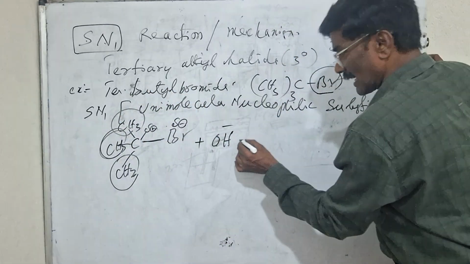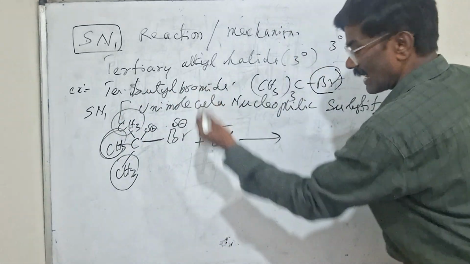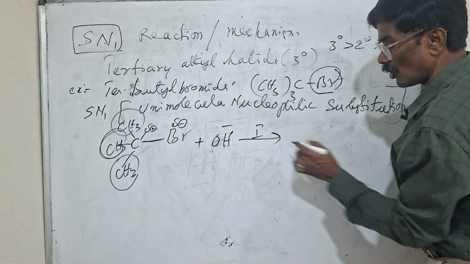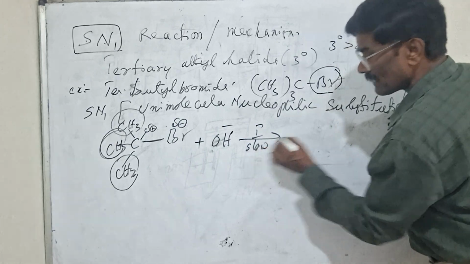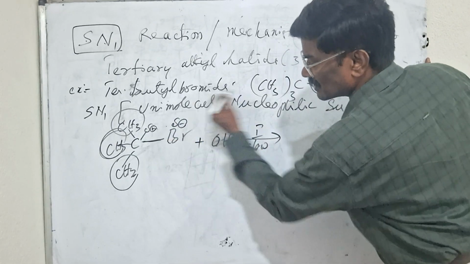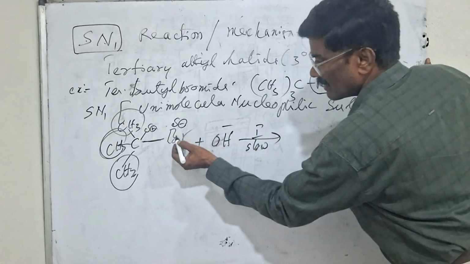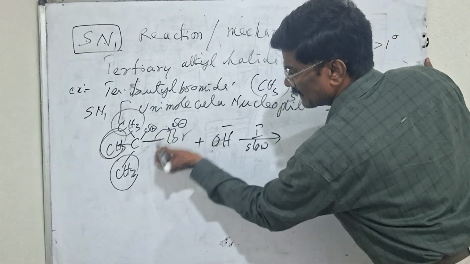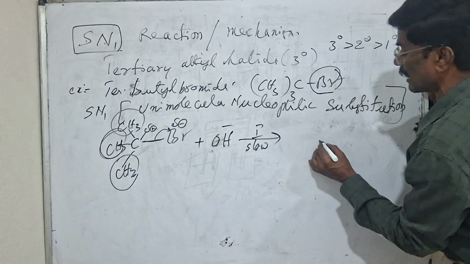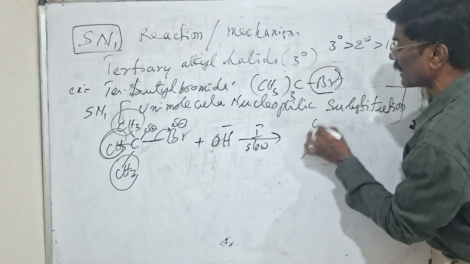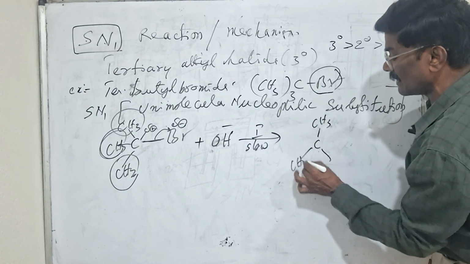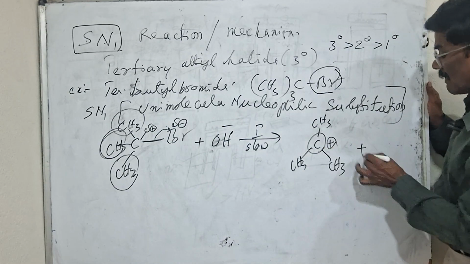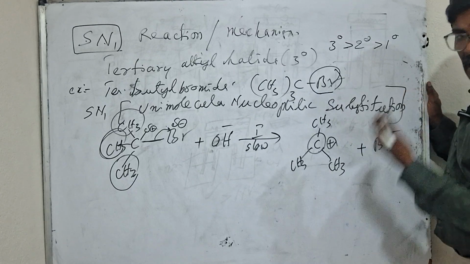So at that time, what happens? The reaction takes place in 2 steps. The first step is slow. The bromine goes out, taking the electrons itself and leaving the positive charge on the carbon atom. The 3 methyl groups are arranged trigonal planar, with a positive charge on the carbon atom, and Br minus leaves.